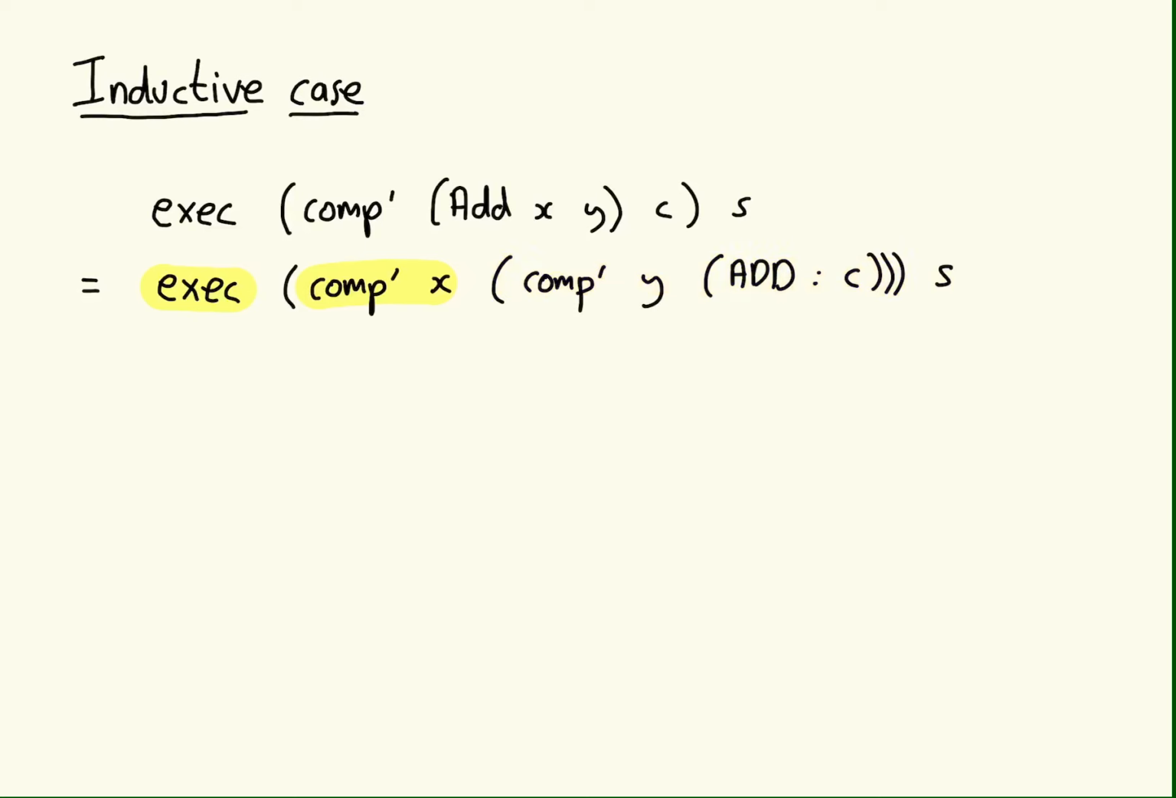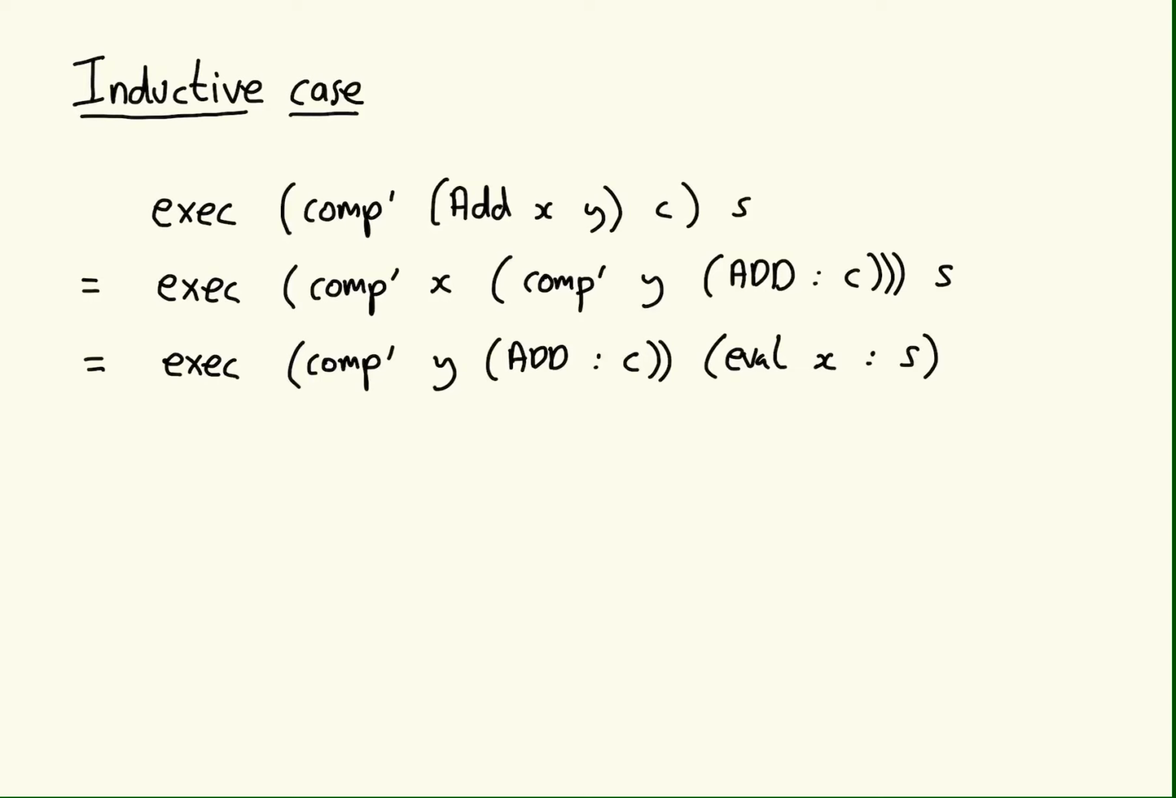So what I can do then is take this whole expression, apply the induction hypothesis for x, and if I carefully perform the appropriate substitutions, I'll get comp prime y of add followed by C, and then on the stack I'm going to get eval of x followed by S. So again, there's quite a lot of moving parts here. You maybe kind of need to track this through yourself, but all I have done in moving from here to here is applied the induction hypothesis for the argument expression x.